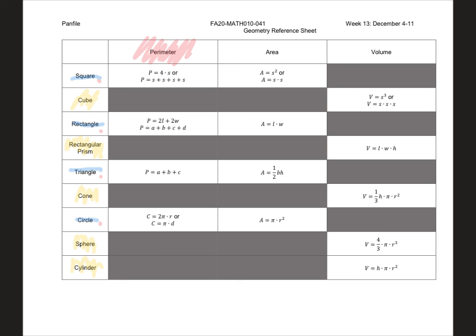So if we look at this, the only thing to note is, why is it perimeter and circumference? Circumference is the perimeter of any circle. That's what we call it. It has a special name.